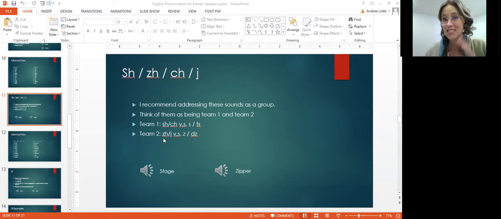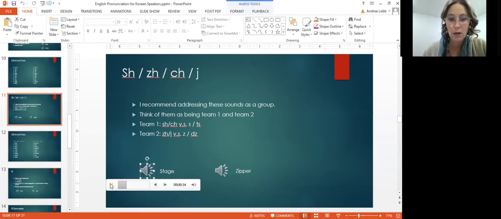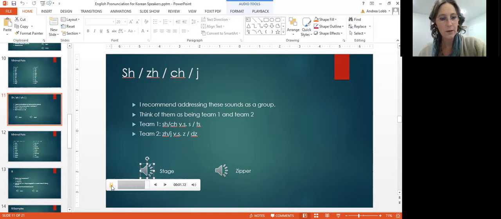Let's listen and see if you can hear the difference. Here's our j sound, stage. Let's hear how the speaker says this word. Stays. Listen again. Stays. It sounds like stays, like she stays at home. Let's listen one more time. Stays. How it should look and sound is stage. Stage.